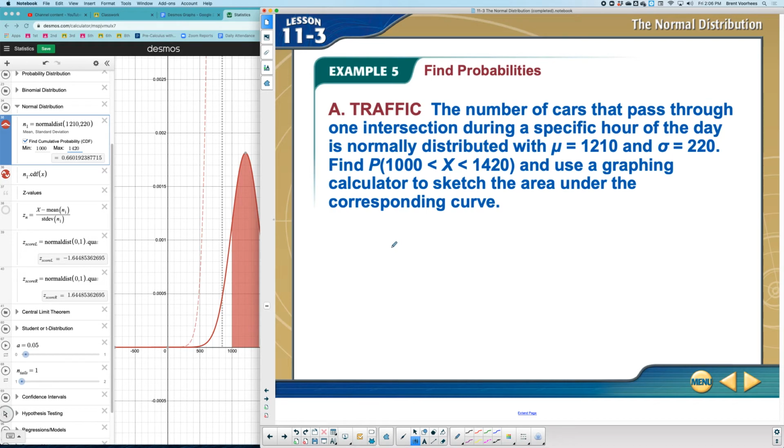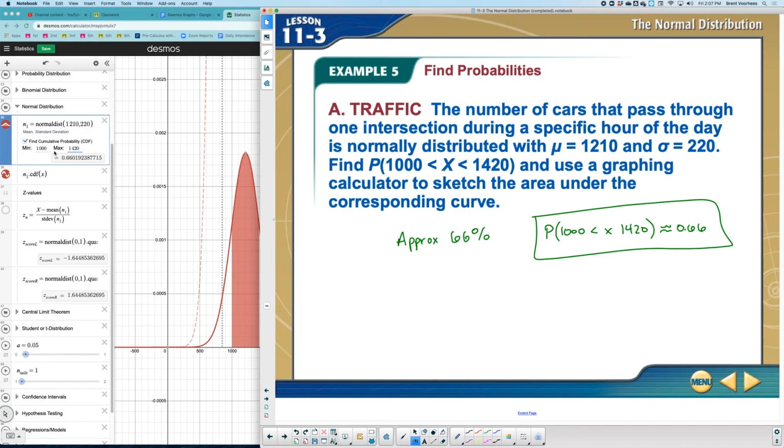So this is approximately 66%, that is the probability. The way you would actually write that is P of the random variable x being between 1,000 and 1,420 is, now I would do the approximately symbol, 0.66. That is how you would actually write that out.